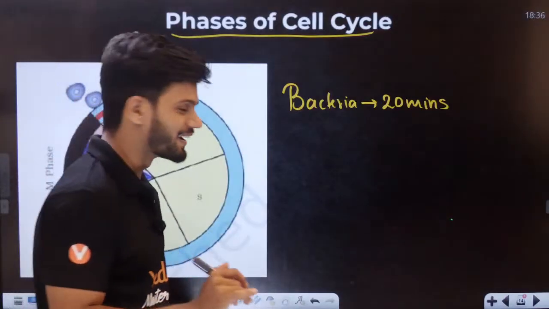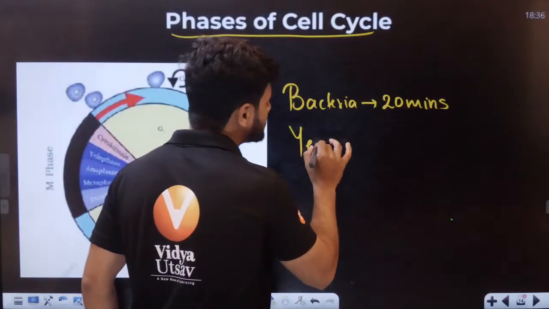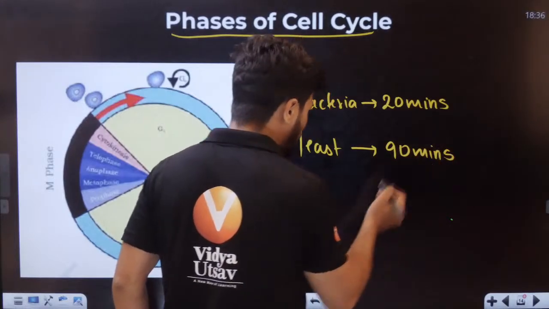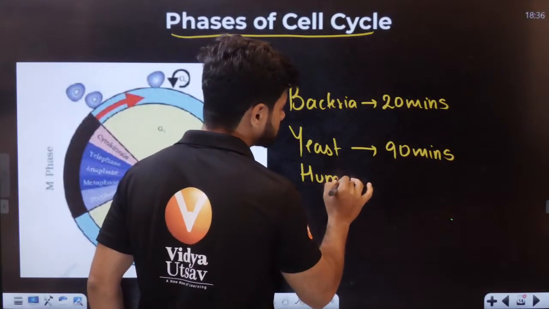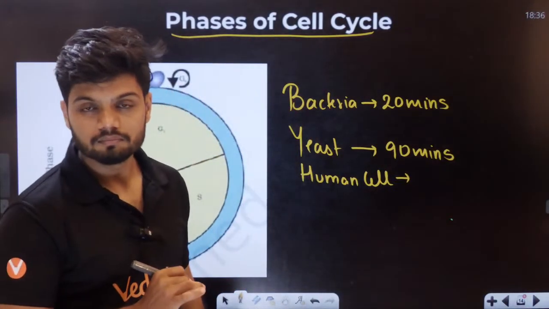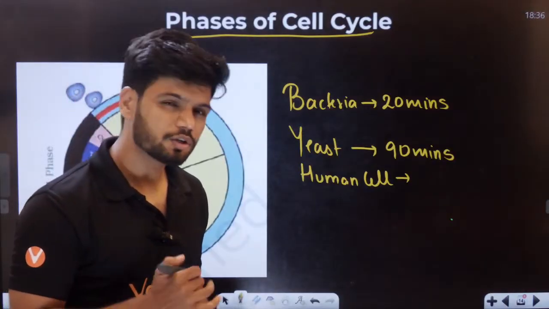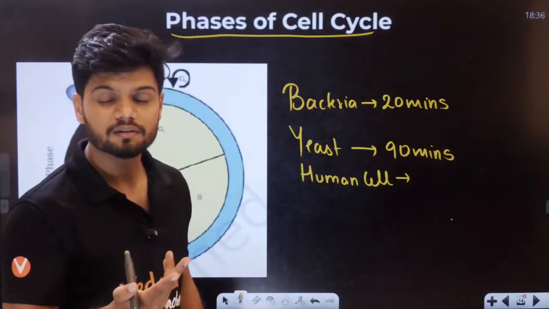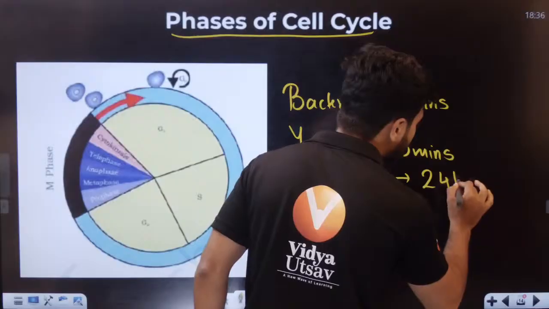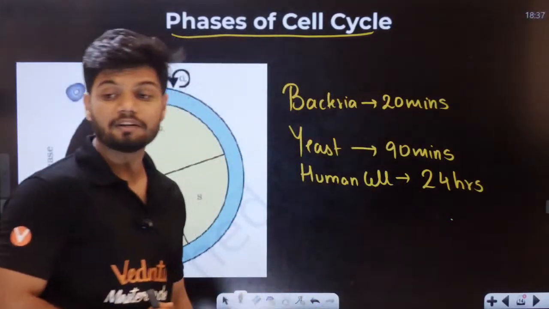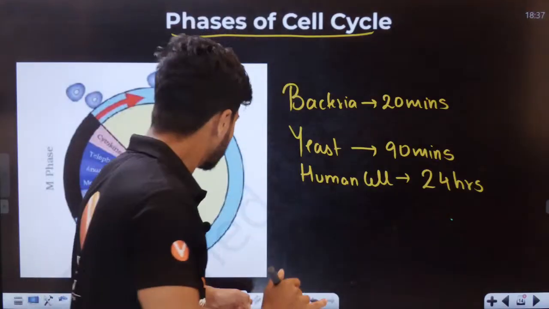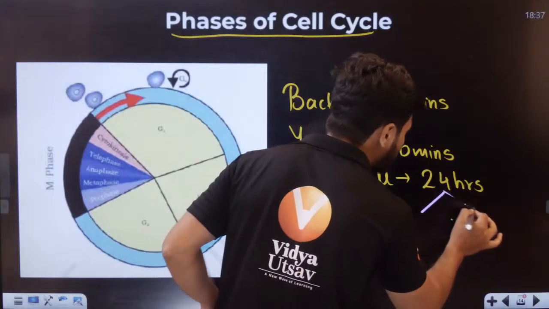Okay. Now, what about in the case of yeast? In the case of yeast, it takes around 90 minutes. A little more time. Now, what about in the case of the human cell, students? 30 hours, 2 days, 3 days, 4 days, 100 days? No. In the case of a human cell, it is around 24 hours that a particular cell will divide. Now, I want all of you to understand this entire 24 hours is divided into two categories.